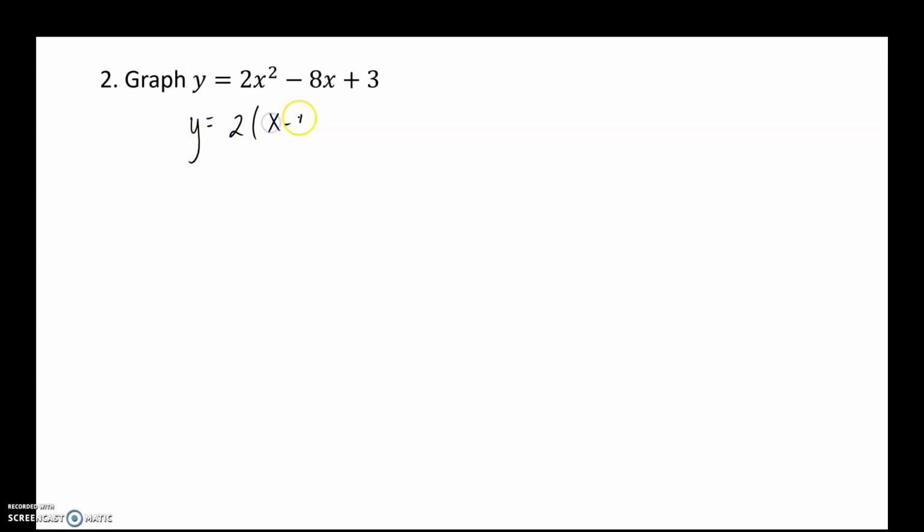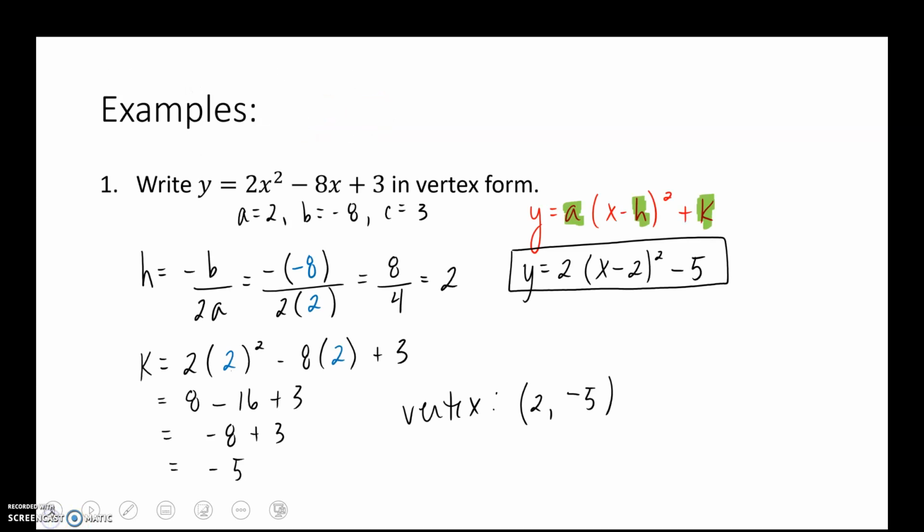2 times (x minus 2) squared minus 5. Now, why the -2, even though my x-coordinate is positive? The equation for vertex form is x minus h, so I'm always going to subtract my vertex.